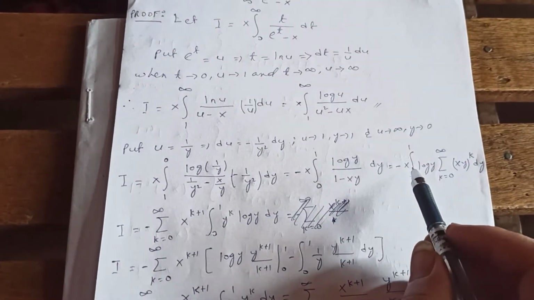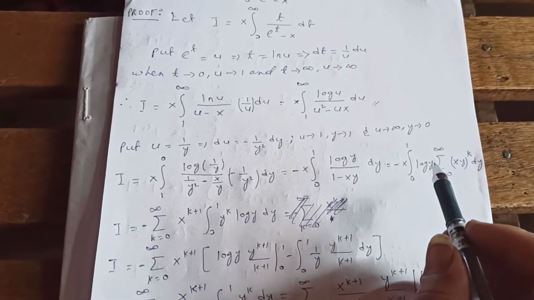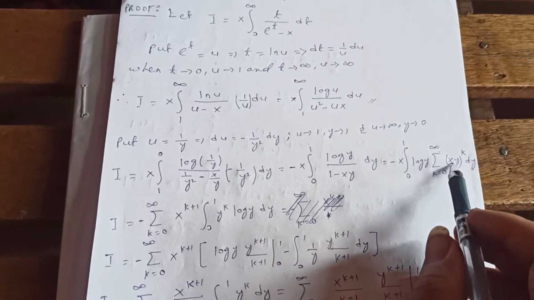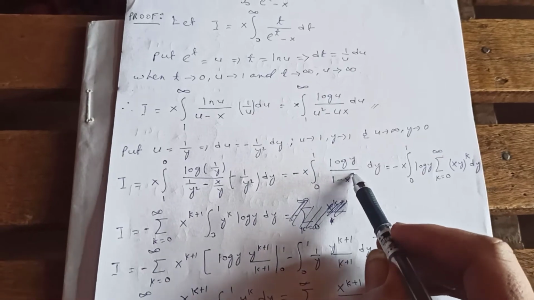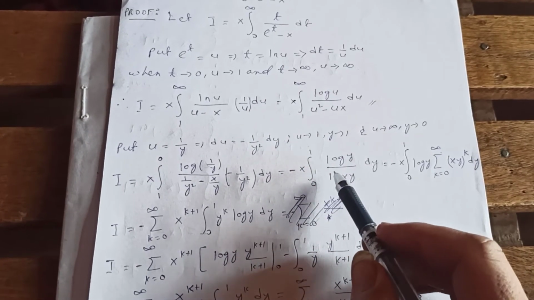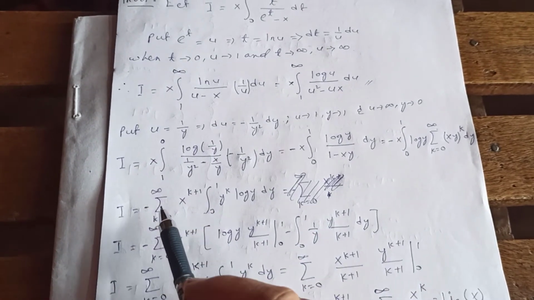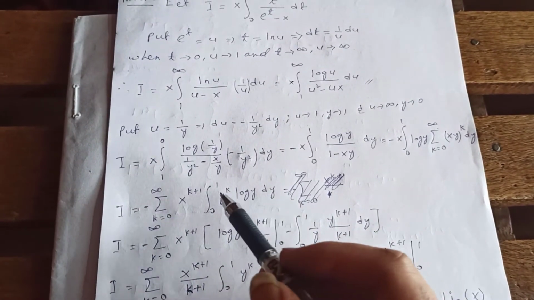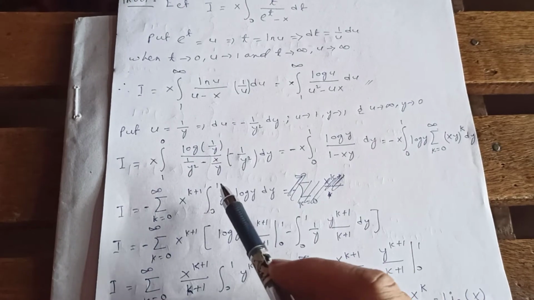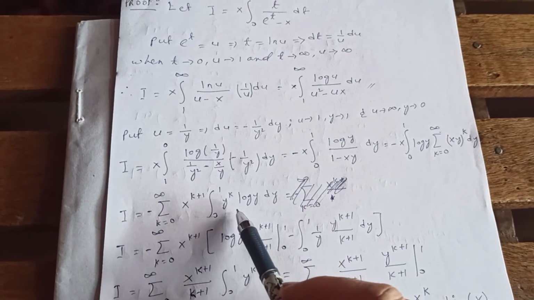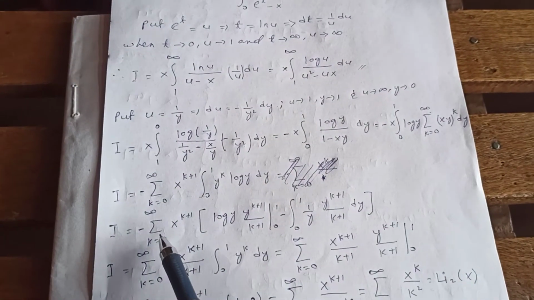Then it is negative x times the integral from 0 to 1 of log y times the sum from k equal to 0 to infinity of (xy)^k dy, using the geometric series for 1 over 1 minus x, okay? Then I is equal to negative sum from k equal to 0 to infinity of x^(k+1) times the integral from 0 to 1 of y^k log y dy, which we do using integration by parts.